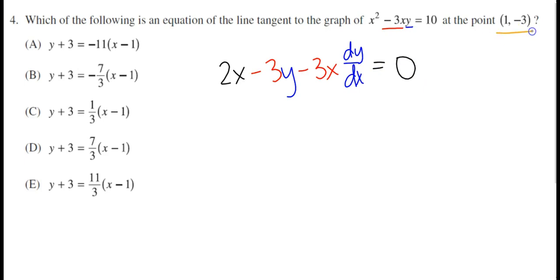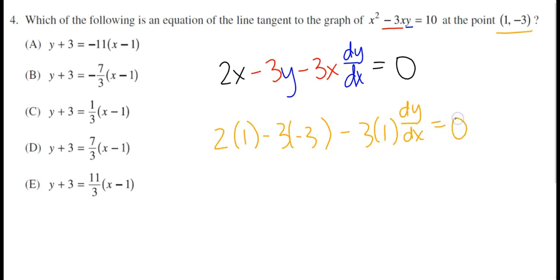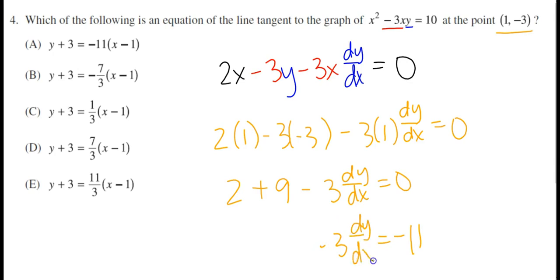Now go ahead and plug in 1 for x and negative 3 for y. So I've got 2 times 1 minus 3 times negative 3, minus 3 times 1 dy/dx equals 0. So I've got 2 plus 9 minus 3 dy/dx equals 0. 2 plus 9 is 11, but then when I bring it over here, this is negative 11. So dividing by negative 3, I get positive 11 over 3.